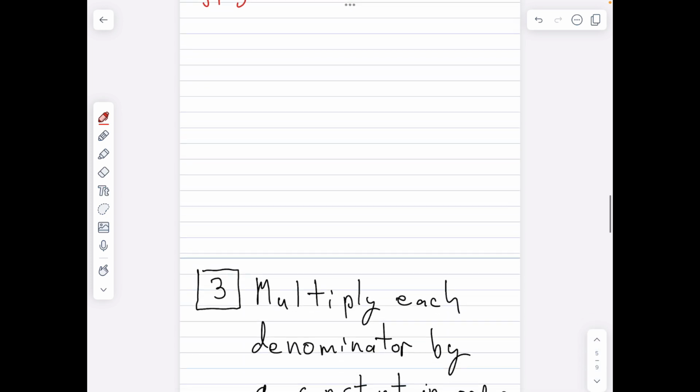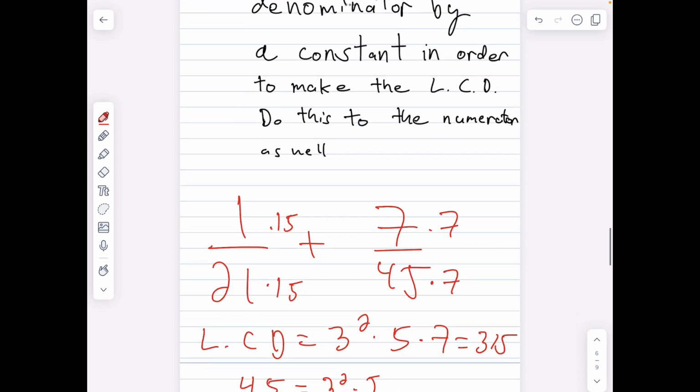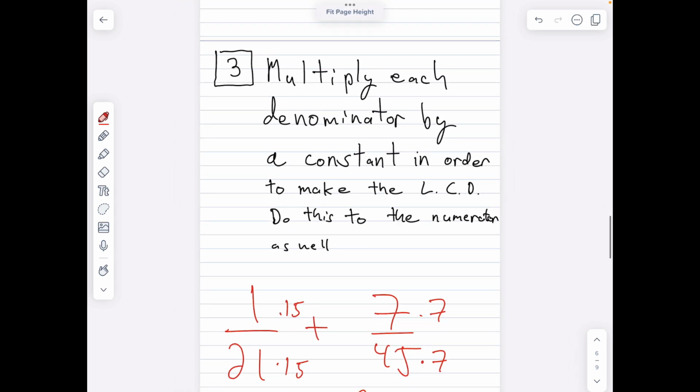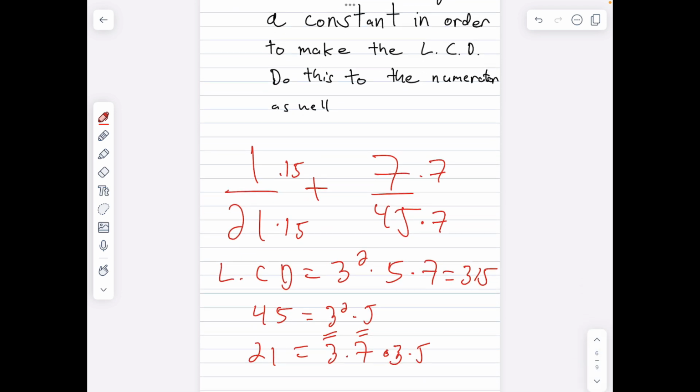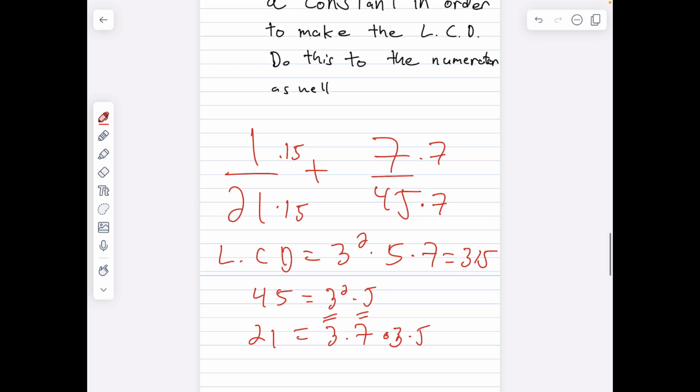And then your next step was to multiply each denominator by a constant in order to make the LCD. So you do this to the numerator and denominator as well. So we said to ourselves, what do I need to multiply 21 by to get 315? There's a couple of ways of doing this. We said, well, 15. We multiplied on the top and the bottom by that, and then by 7 on the 45, the numerator and denominator of the 7 over 45 to be more specific, and the 1 over 21, we did the same thing. So that was one way.